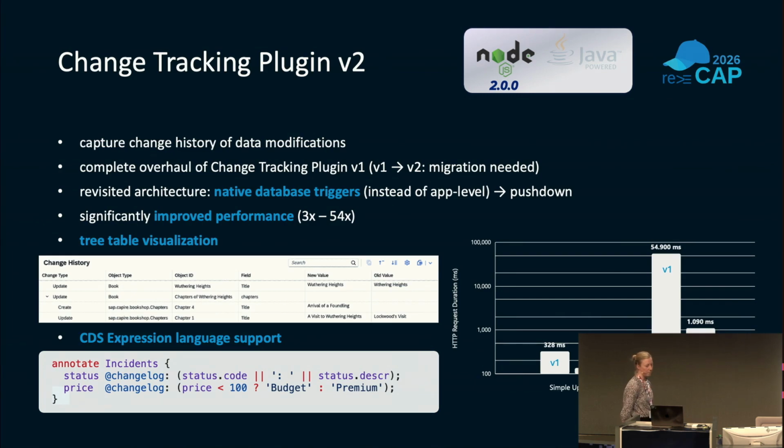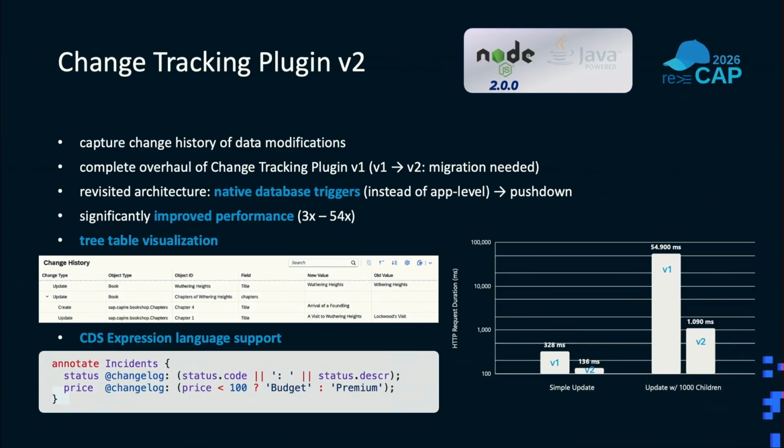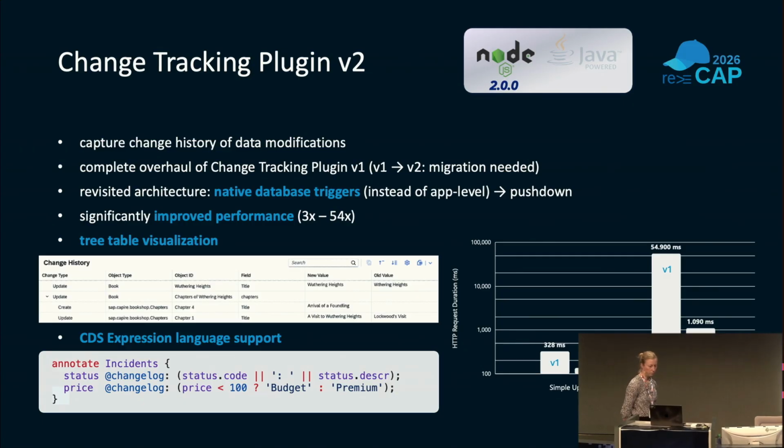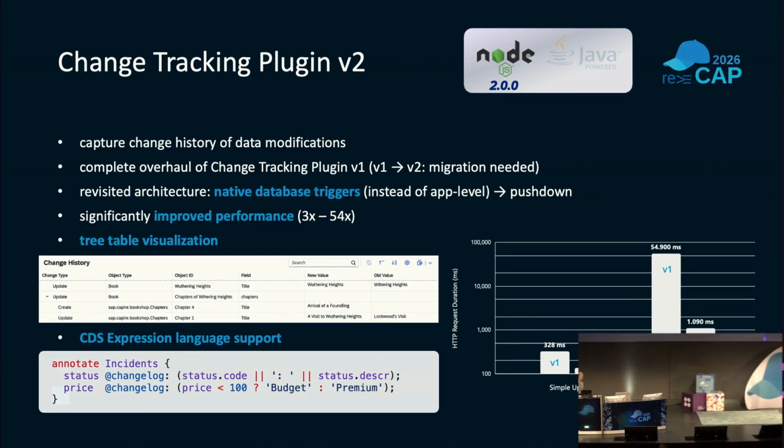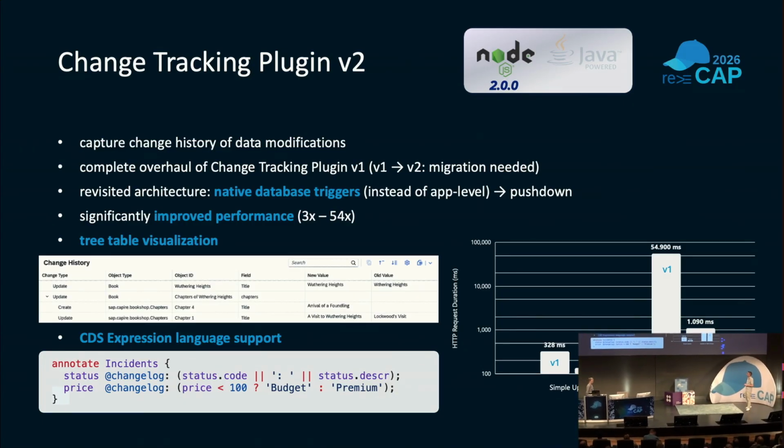So first of all, it gave us a significant performance improvement, which you can also see on the diagram here, by pushing down the computation-heavy stuff to the database layer and not doing it on the application level, which is always a good idea. We can see in simple cases a speed up of up to 3 times, but in more complex cases with a lot of children entities, we can even see a speed up of 54 times. So it should be much, much faster in your applications.